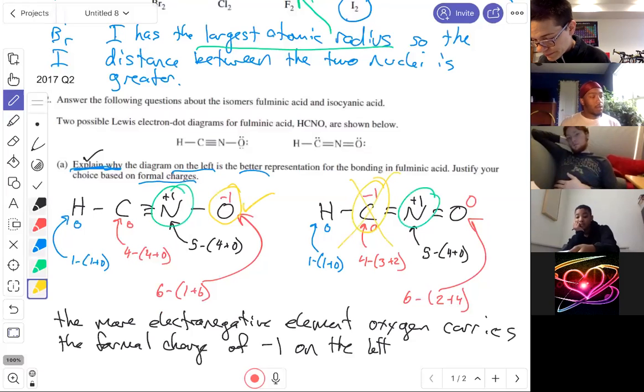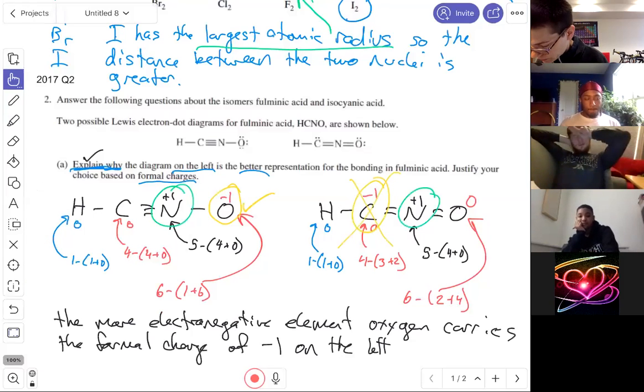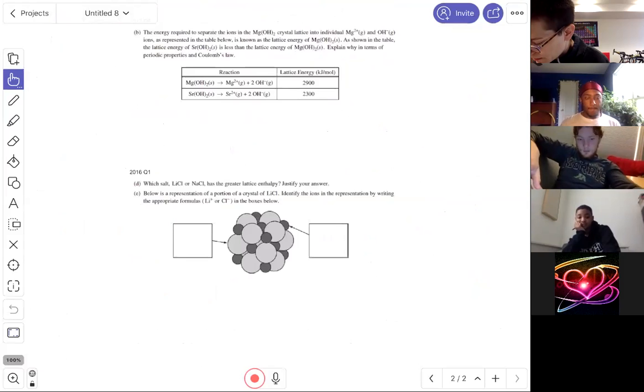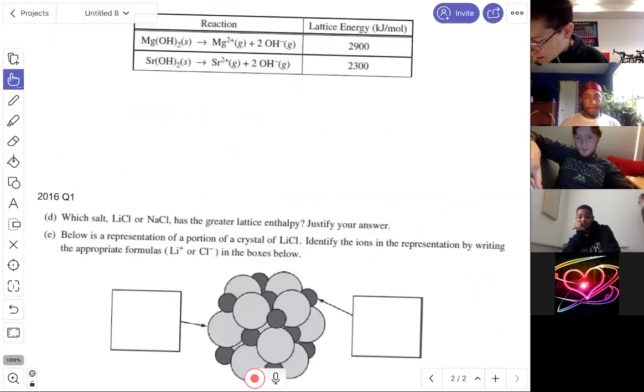Does that make sense? Mm-hmm. Yes. Cool. Look at us blazing through these. All right. Next. Let's talk about some lattice.